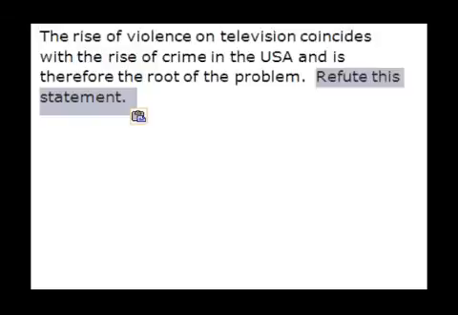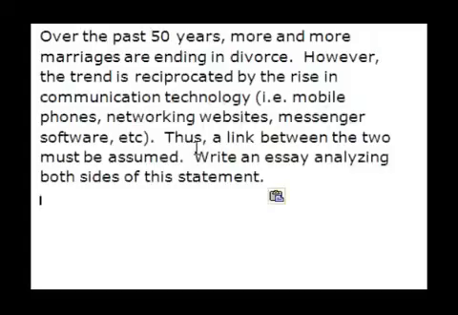Another question. Over the past 50 years, more and more marriages are ending in divorce. However, the trend is reciprocated by the rise in communication technology. For example, mobile phones, networking websites, and messenger software. Thus, a link between the two must be assumed. Write an essay analyzing both sides of the statement.